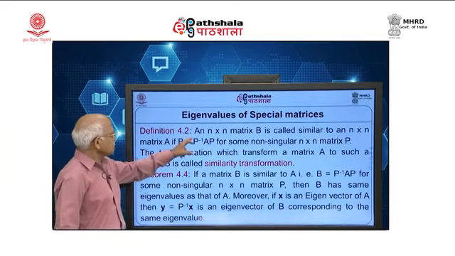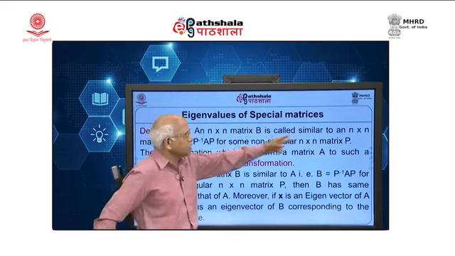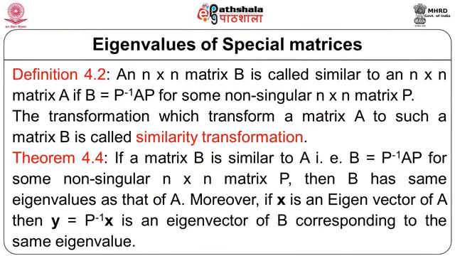Now, definition 2 says that an n cross n matrix B is called similar to an n cross n matrix A if B equals P inverse A P, for some non-singular n cross n matrix P. This should be a non-singular matrix, then only P inverse will exist, and if this happens, I say that A and B are similar matrices. The transformation which transforms matrix A into B like this is called a similarity transformation. Similarity transformations play a very important role in math.